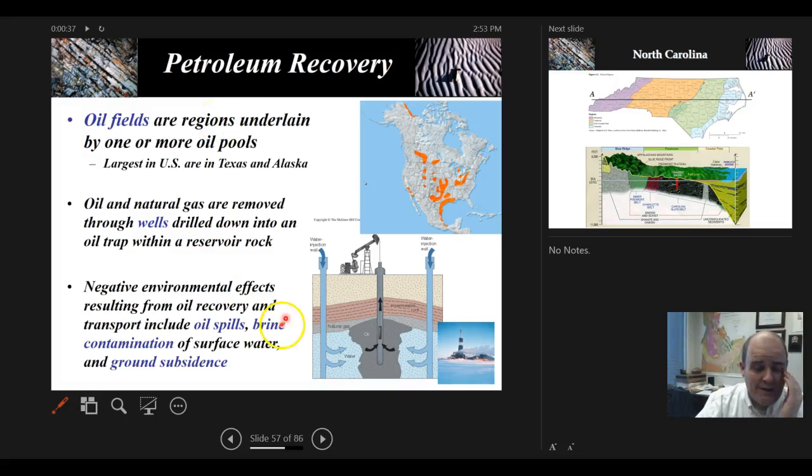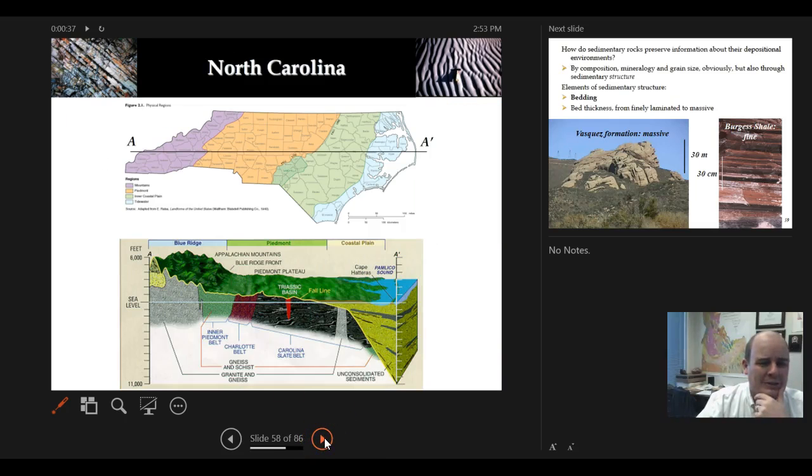Okay, so last time we finished talking about chemical rocks and biochemical rocks, and where we get some of our resources like oil and petroleum from these biochemical rocks. But now we're going to move on to talking about some of the sedimentary processes here.